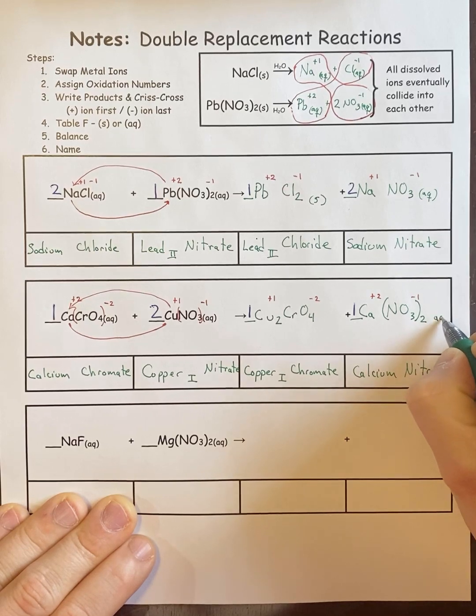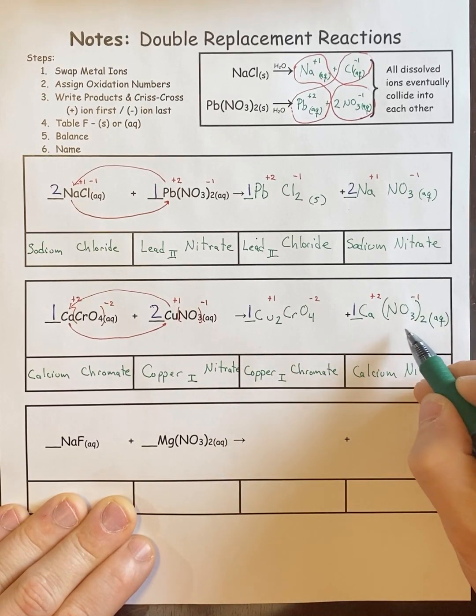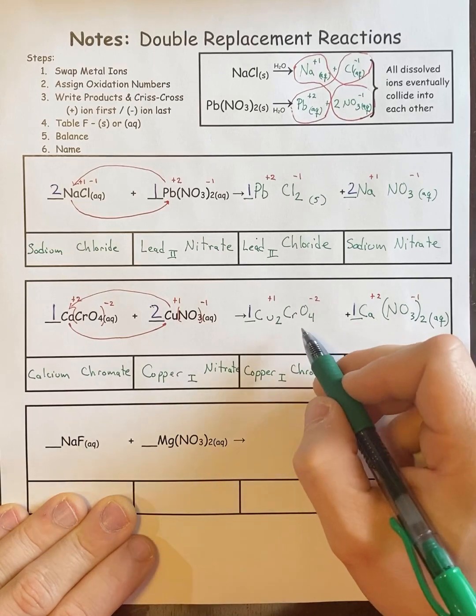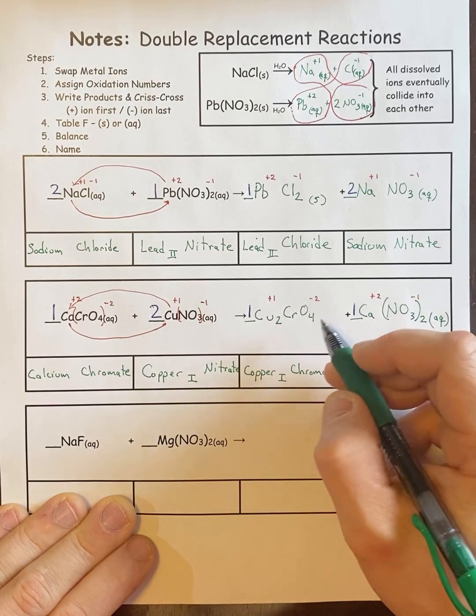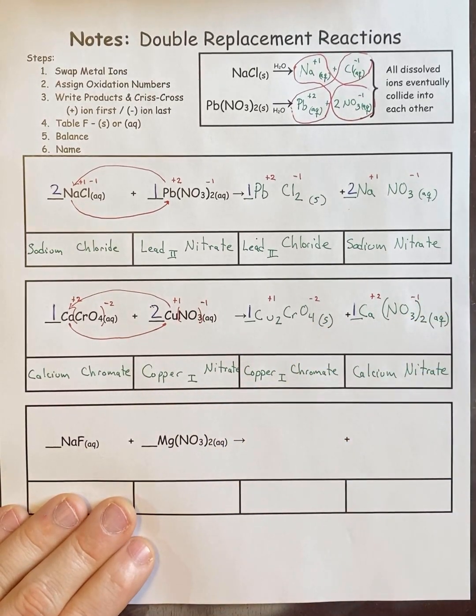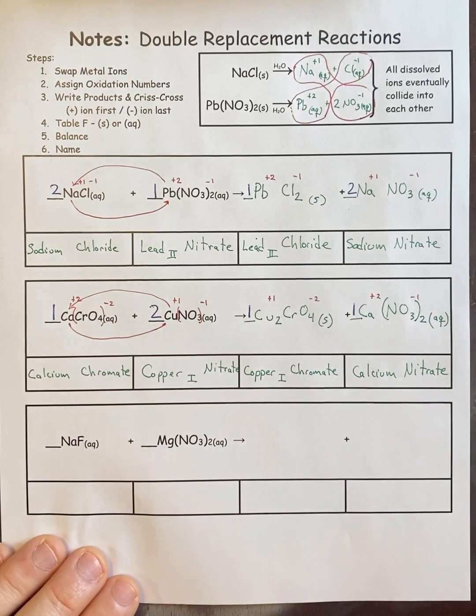Nitrates always dissolve. So anytime you have an NO3, there's no exceptions, it's always going to dissolve in water. Chromates do not, and Cu is not an exception. That's the one that's soluble. Last problem.